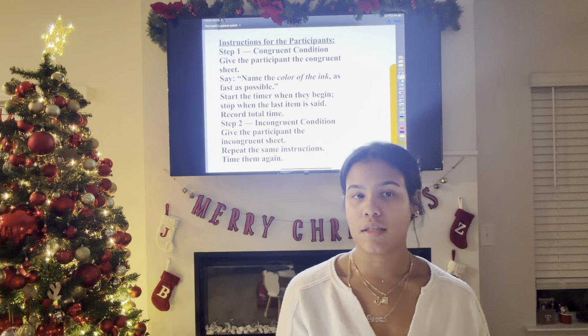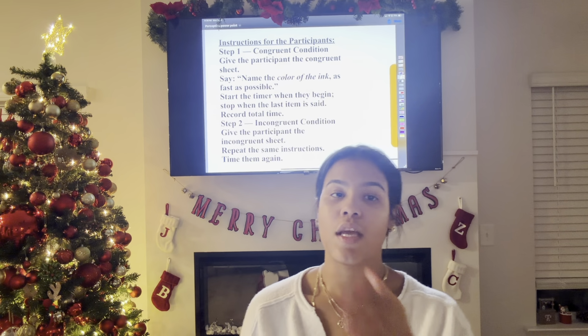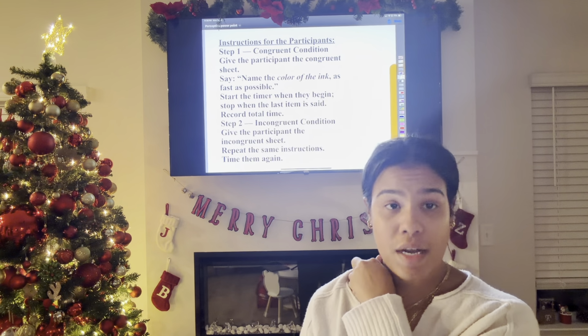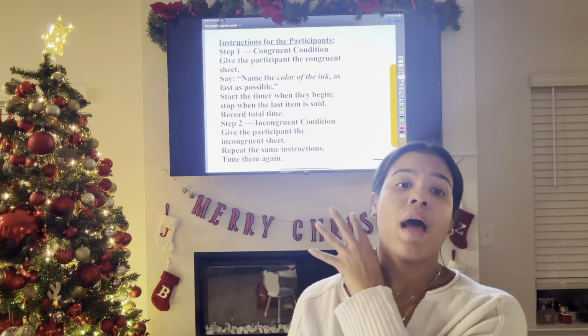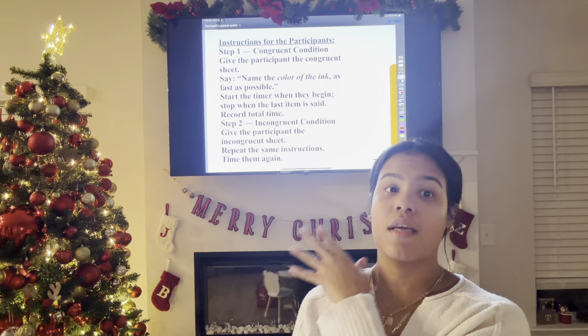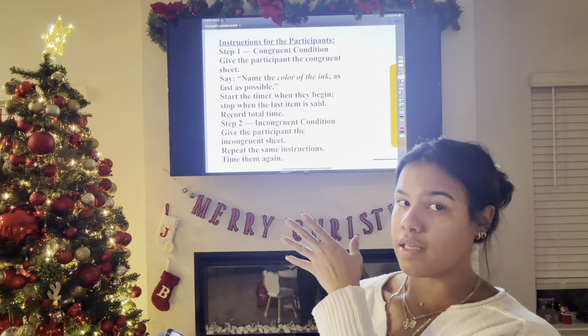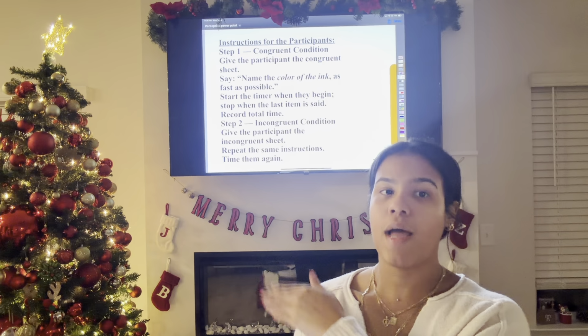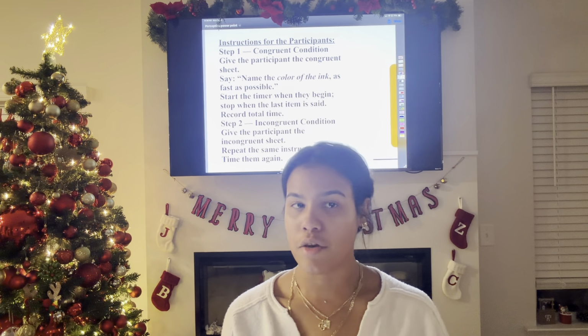How I will be conducting the experiment: I will have the colors up on my screen correctly, which is the congruent part. I will record my husband saying the colors and how he identifies them. We are going to take the time and then we're going to do it again for the incongruent.